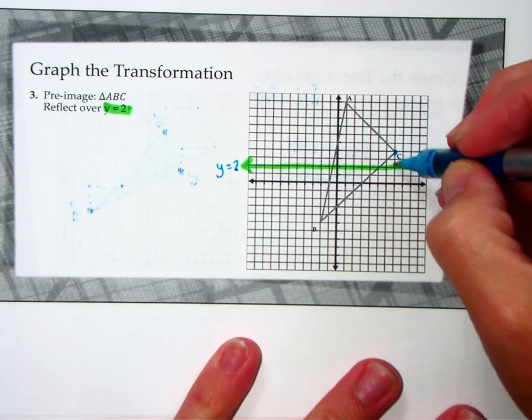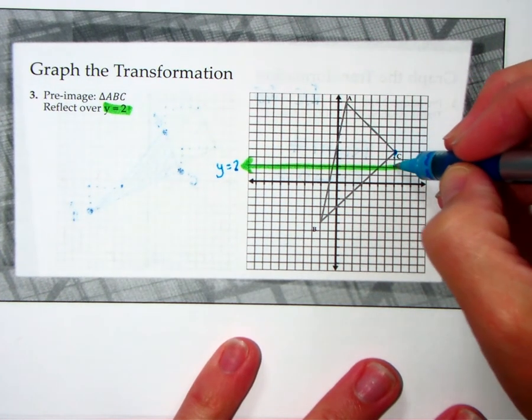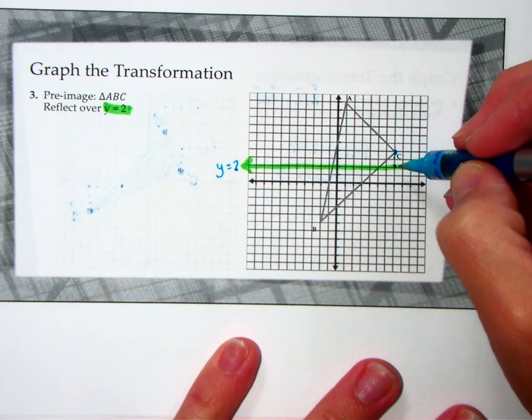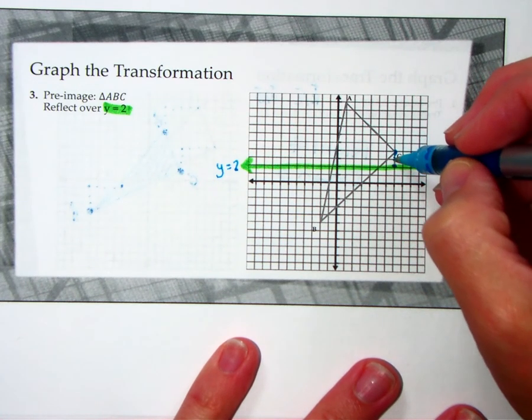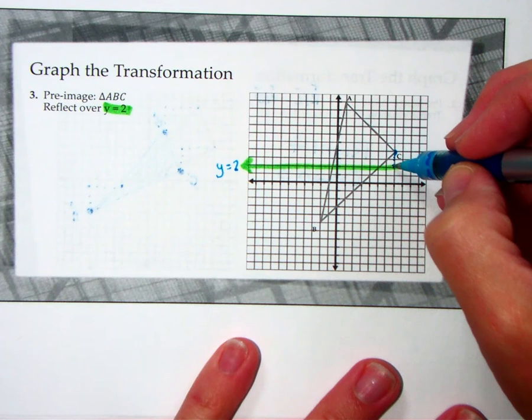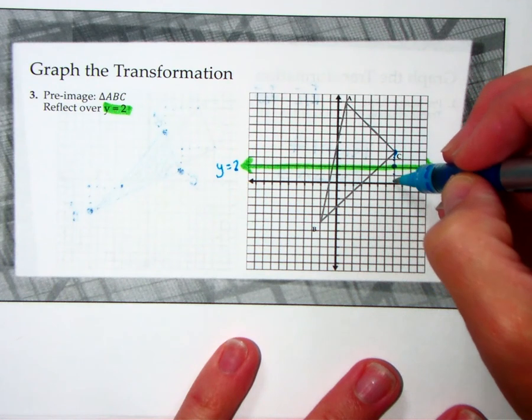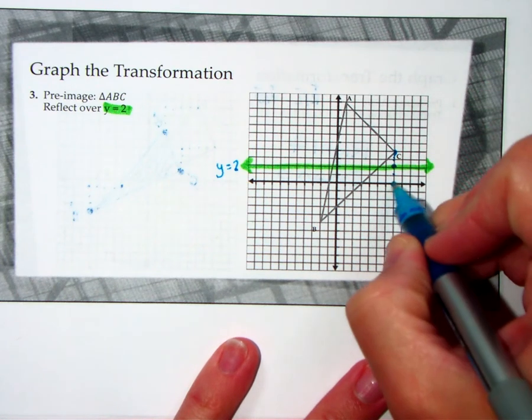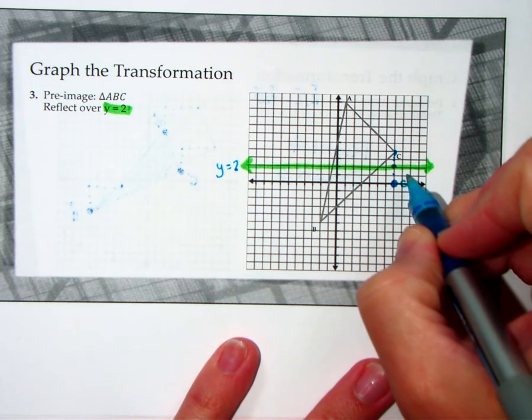So here's the original point C. From C to my line of reflection is 1, 2. So then to put that on the other side, so to reflect, is to make it equidistant on the other side of the line. So since it's 2 spaces away from the line above, I'm going to go below 2 and put a dot there for C prime.